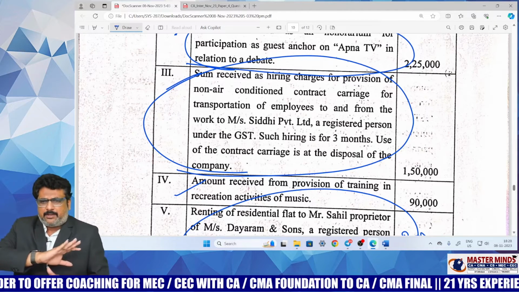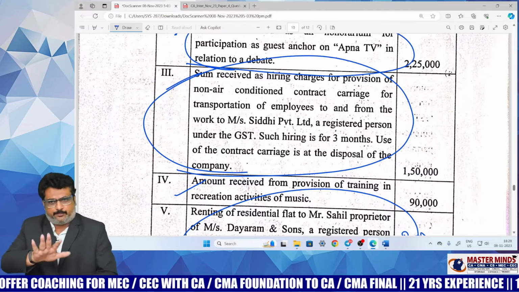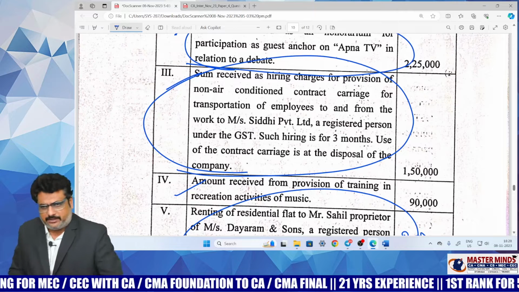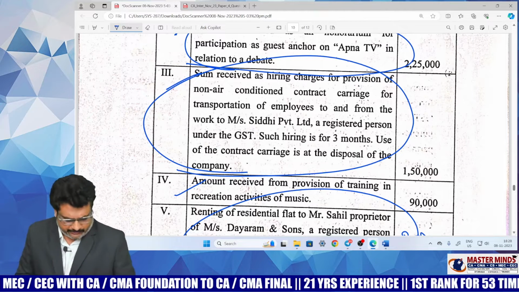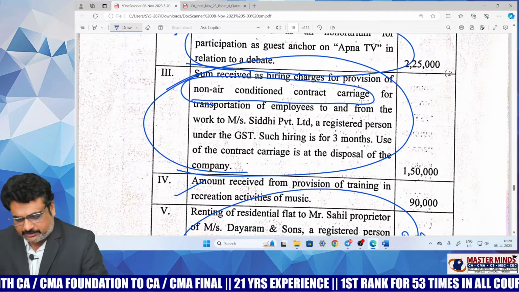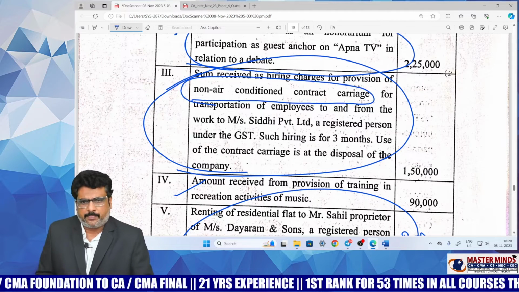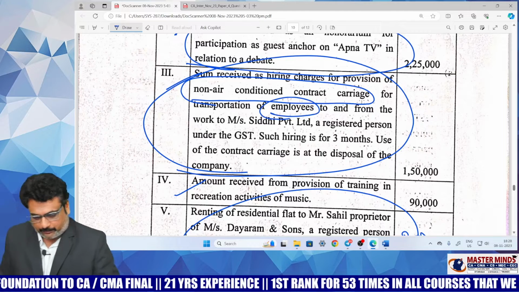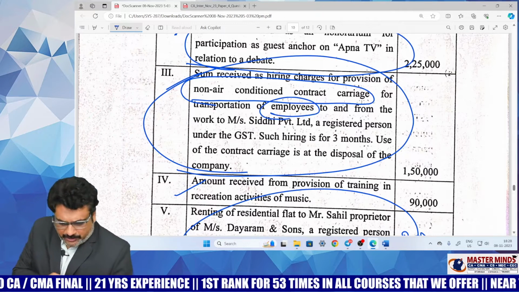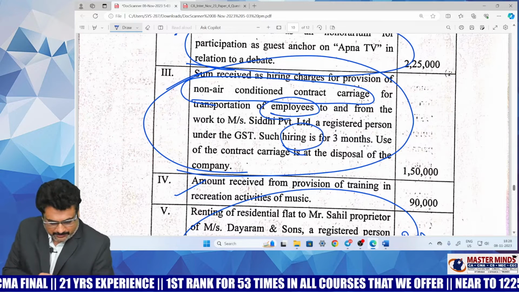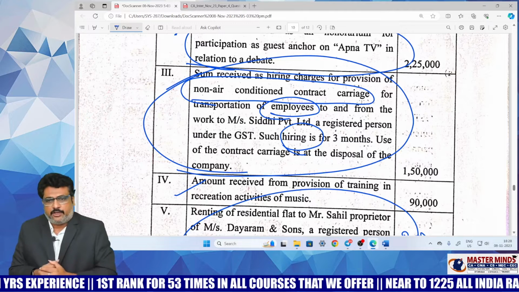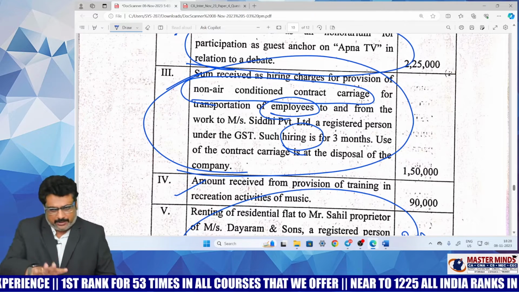When people see this point at a glance, if you observe here, this is a non-AC contract carriage. Straight away the student will think that it is exempted, and it was used for transportation of employees. But this is a tricky one, so you need to check whether it was hired. Because with respect to transportation of passengers, if it is a non-AC contract carriage, generally it is exempted.